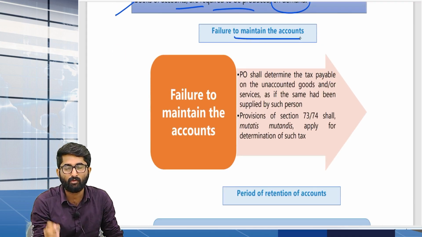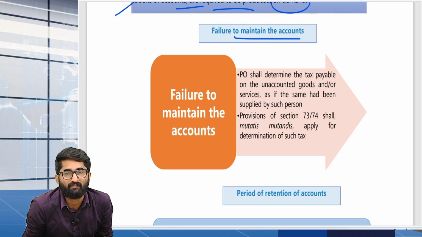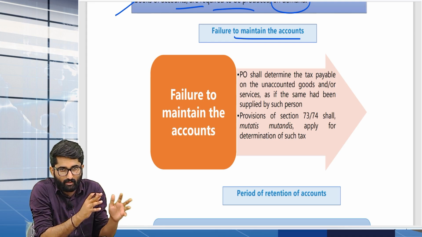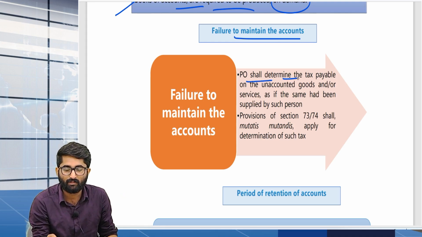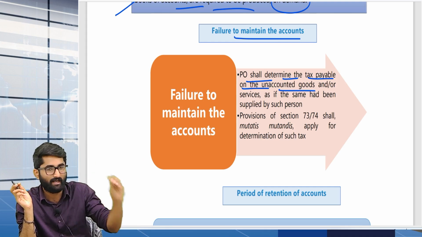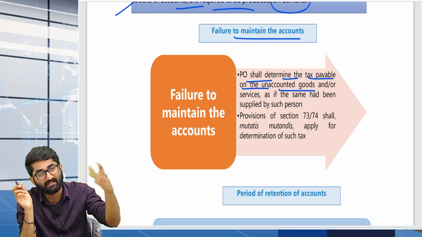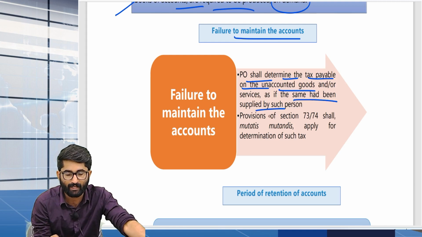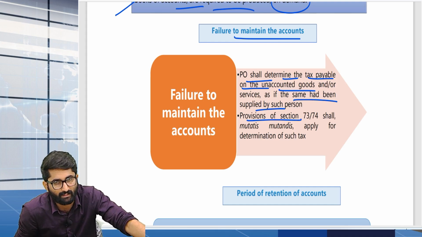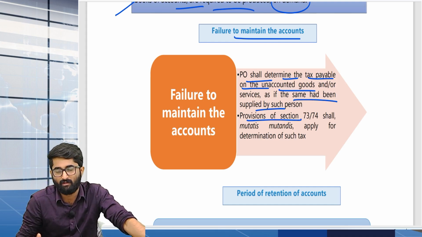Next one, failure to maintain the accounts. What happens if I fail to maintain the accounts, sir? Then for whatever goods are there in your godown, the proper officer shall determine the tax payable on unaccounted goods, as if they were supplied. And the provisions of sections 73 and 74 will also be applicable, mutatis mutandis. That means demand and recovery will also be there.